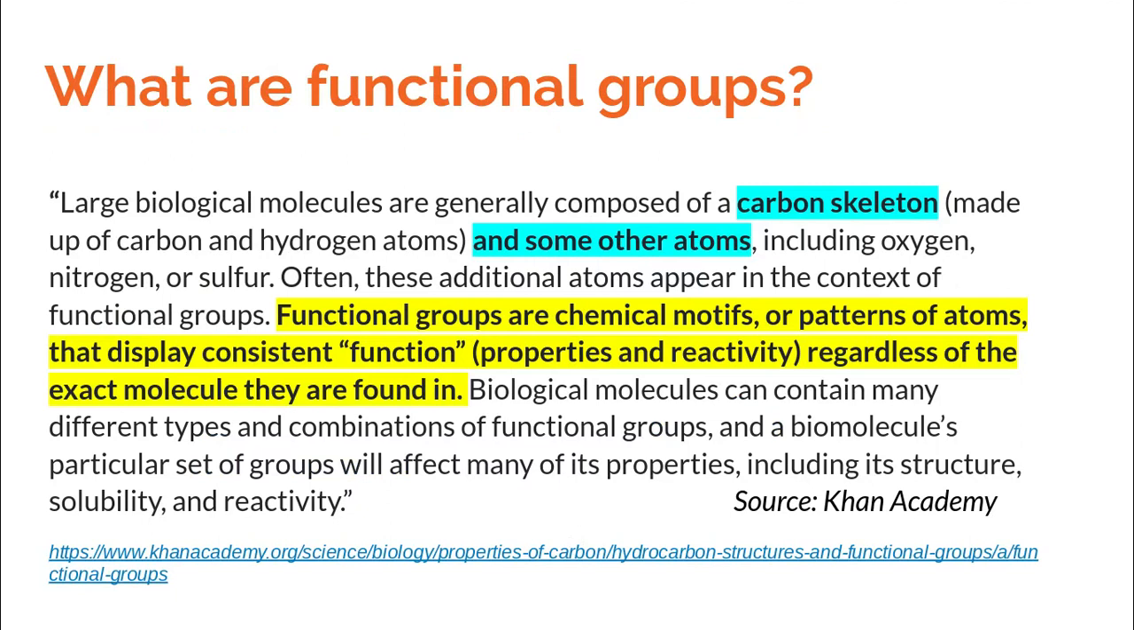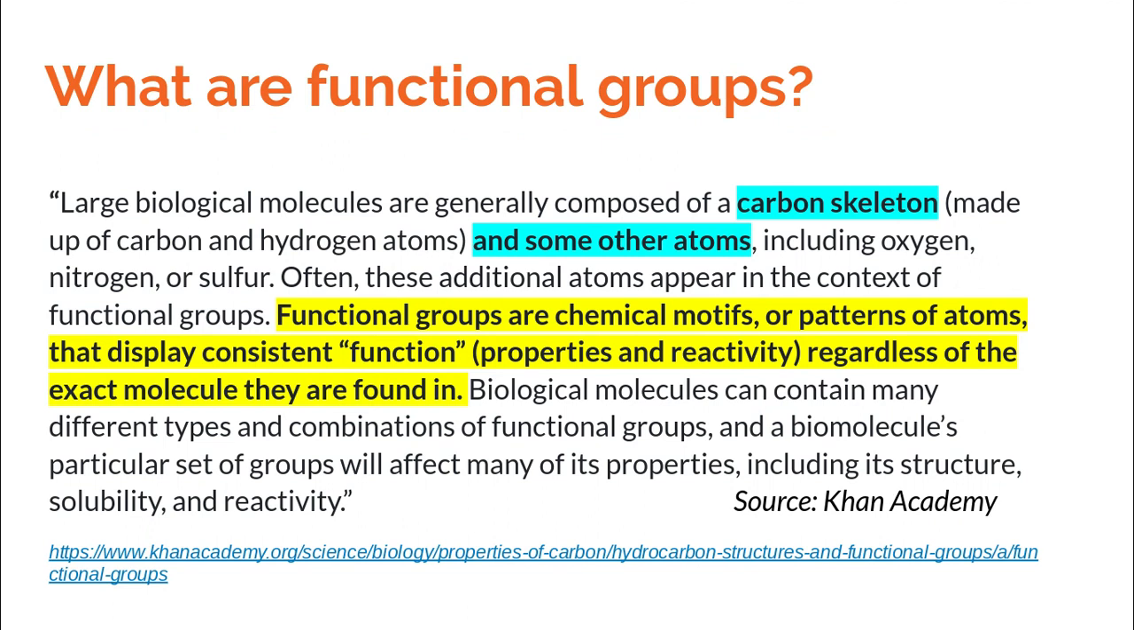And I know this is a long paragraph, but I think it does a really good job of explaining this next piece. So basically, when we're talking about biological molecules, let's read through here. Large biological molecules are usually made up of a carbon skeleton. So that is the backbone, like we saw in the last slide. Chains or rings of carbon and hydrogen. But we can also add some other atoms, like oxygen, nitrogen, or sulfur.